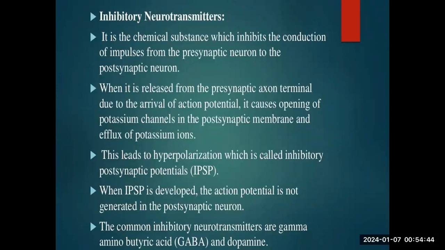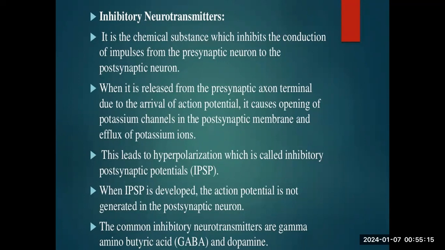The second class is inhibitory neurotransmitters. It is the chemical substance which inhibits the conduction of impulses from the presynaptic neuron to the postsynaptic neuron. When it is released from the presynaptic axon terminal, due to the arrival of an action potential, it causes opening of potassium channels in the postsynaptic membrane and an efflux of potassium ions.